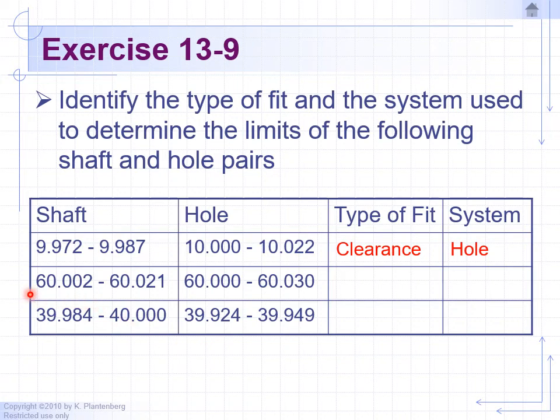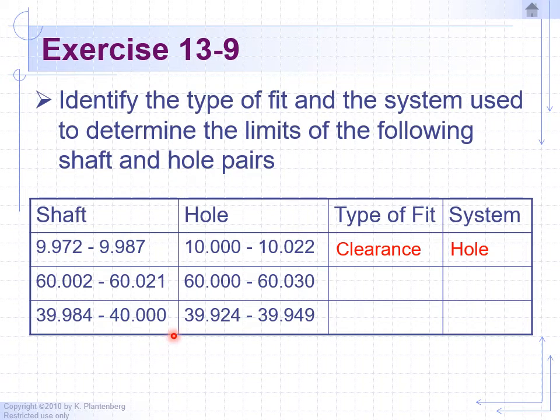So the second one, we have a bucket of shafts ranging from 60.002 up to 60.021 in diameter. And in the other bucket, we have blocks with holes ranging from anywhere from 60 up to 60.030. Now, if you randomly pick a shaft and randomly pick a block with a hole, what type of relationship are you going to have?